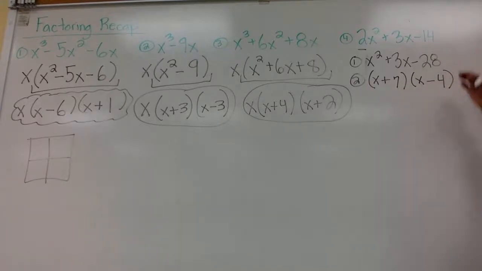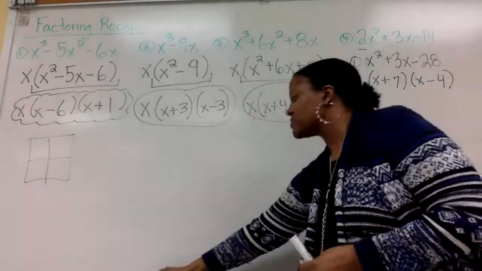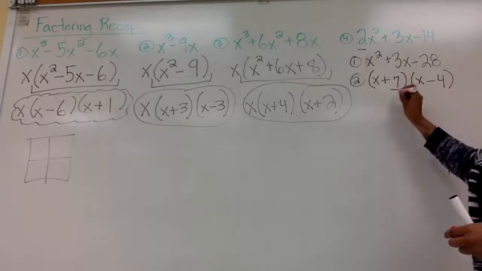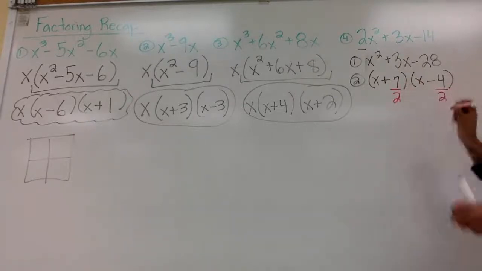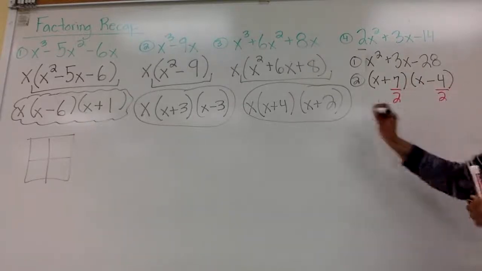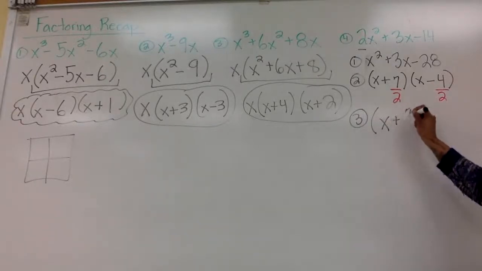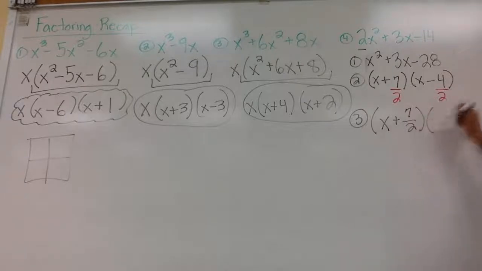So step 1, multiply the first and last number. Step 2, factor like normal. Step 3, divide by the first number in the problem. The first number in the problem is 2. So I'm going to divide by 2. This gives me x plus 7 halves, and negative 4 divided by 2, x minus 2.